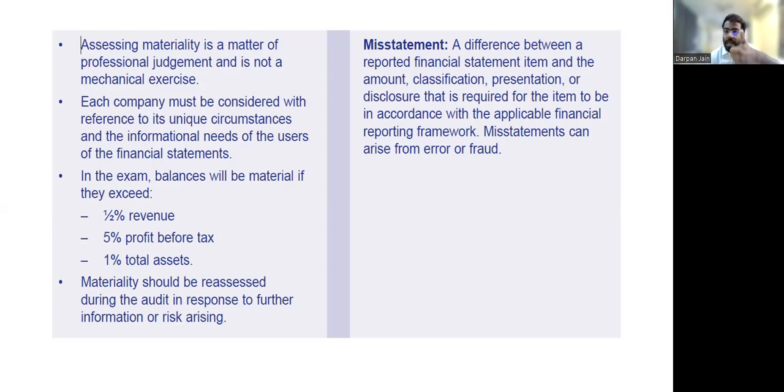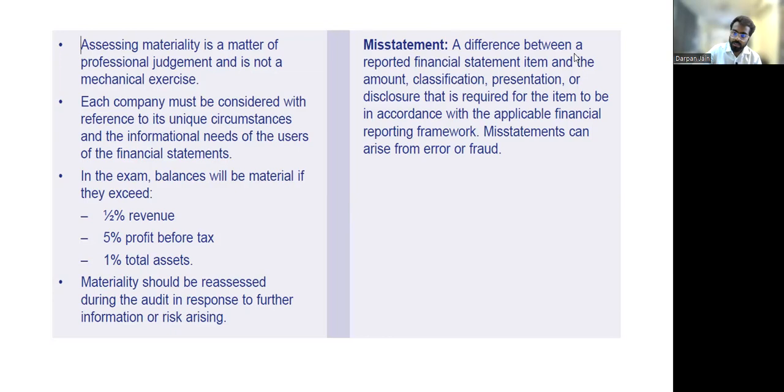So misstatement can happen in amount, it can happen in presentation or classification, or it can happen in disclosures. In the notes to accounts, you're disclosing a lot of things, right? In the explanatory notes, there are a lot of disclosures that you put. Those disclosures also, if they are not matching as per accounting standard, there's a misstatement.